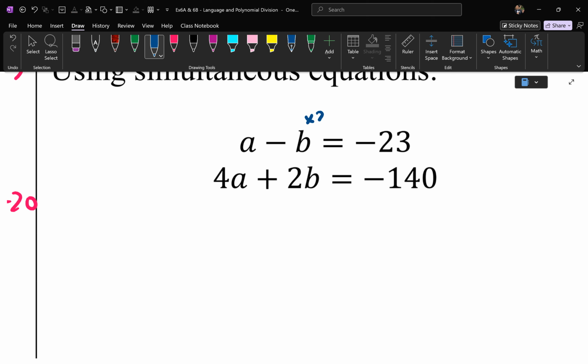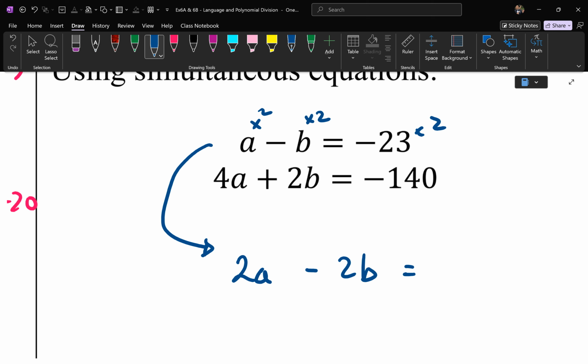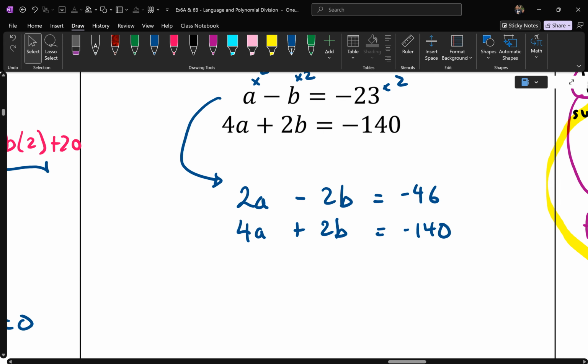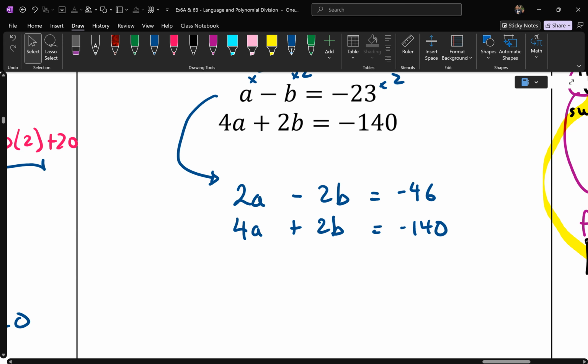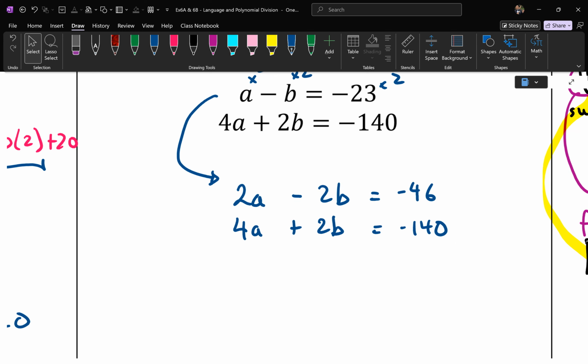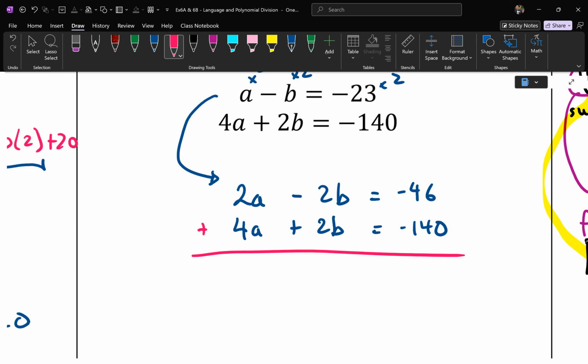So what I would have probably done is, that's a 2, that's a 1. So I might as well just times this by 2, times this by 2, times this by 2. That now gives me a new equation. I get 2a minus 2b is equal to negative 46. And this equation over here is still the same. It's still 4a plus 2b equals negative 140. Using the elimination method, if I add the 2 together, negative 2b plus 2b will cancel out. So I choose to add them. This cancels out to be 0.